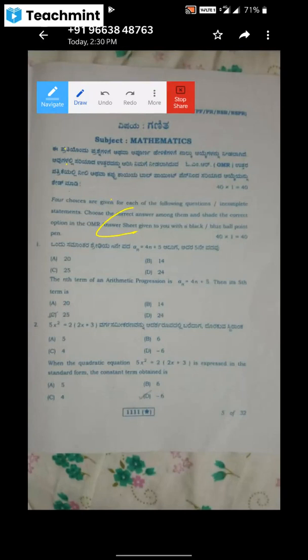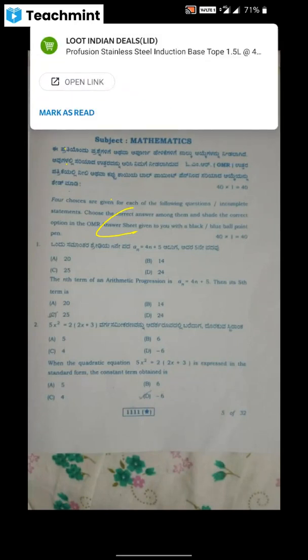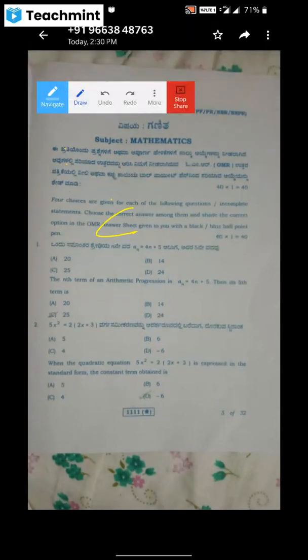When the quadratic equation 5x square equal to 2 into bracket of 2x plus 3 is expressed in the standard form, the constant term obtained is? On the left side it is only 5x square. On the right side, if you multiply with that 2 which is outside of the bracket, then it becomes 2 into 2x is 4x plus 6. So if you bring all the terms to the left side, that becomes 5x square minus 4x minus 6. So the constant term is 6, with a minus sign. So option D is the right answer for the second question.